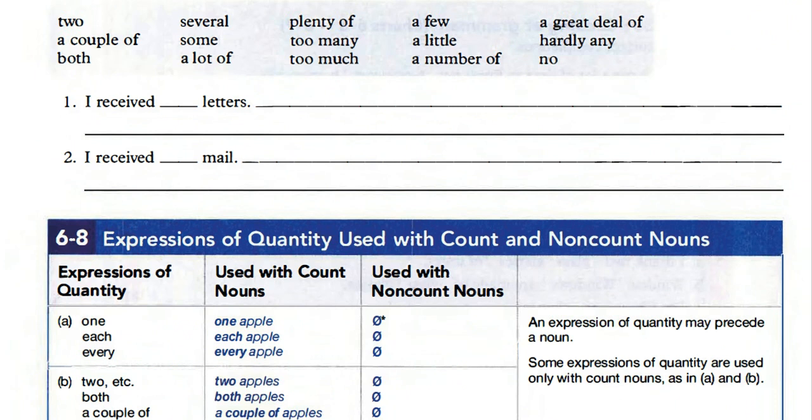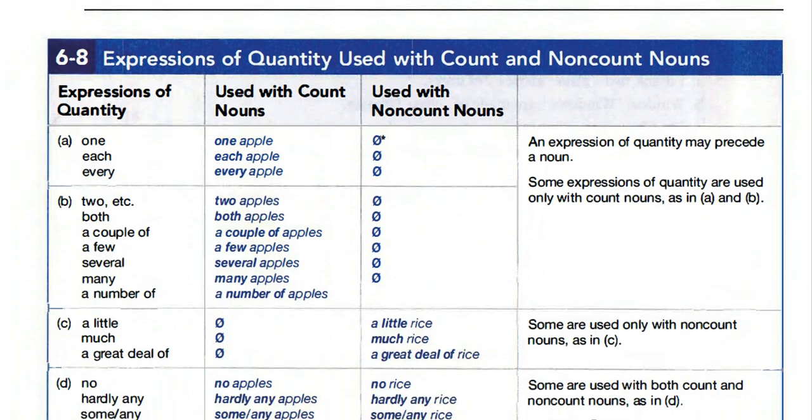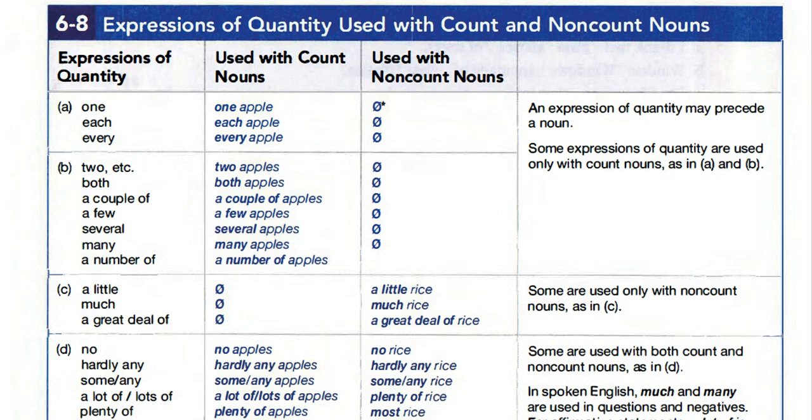We have the last part in this lesson, where we have to talk about expressions of quantity used with count and non-count nouns, or non-countable nouns. The point here is that we have to understand the expressions. We have these expressions used for countable and non-countable. The expressions first for countable, we say one, each, every.